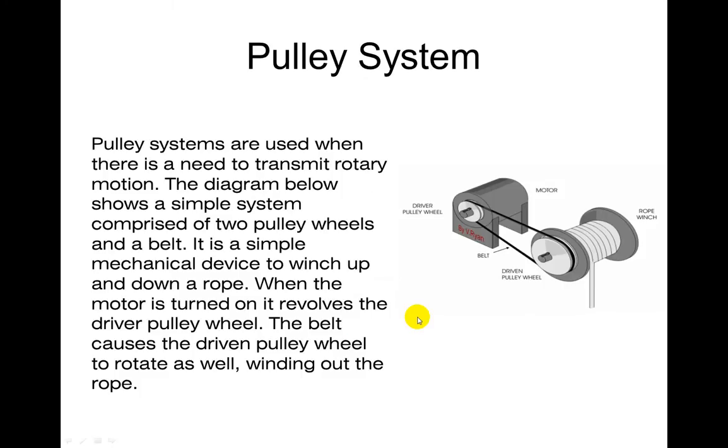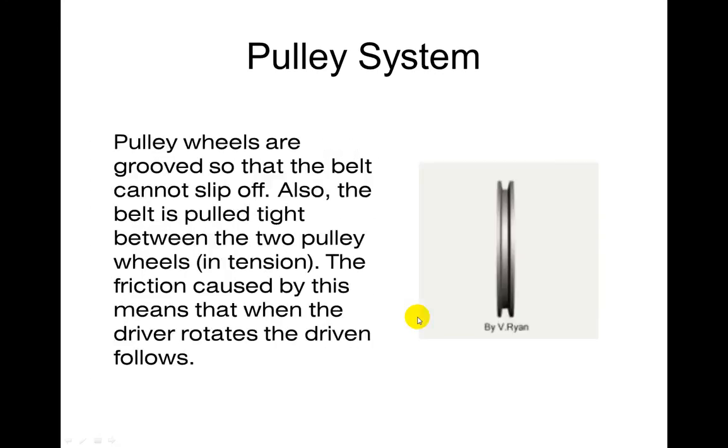A pulley system is used when there is a need to transmit rotary motion. The diagram below shows a simple system comprised of two pulley wheels and a belt. It is a simple mechanical device to winch up and down a rope. When the motor is turned on, it revolves the driver pulley wheel. The belt causes the driven pulley wheel to rotate as well, winding out the rope.